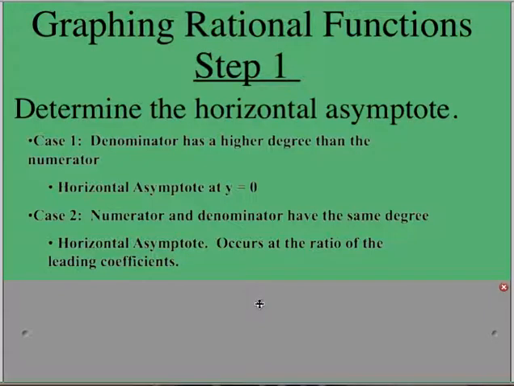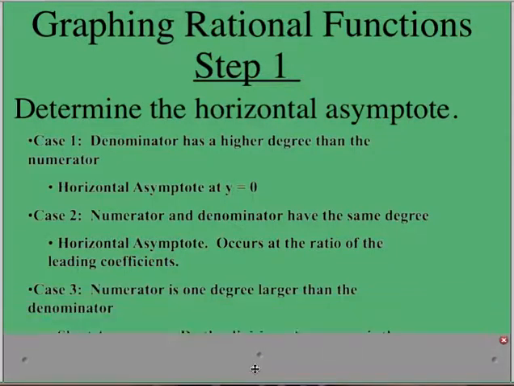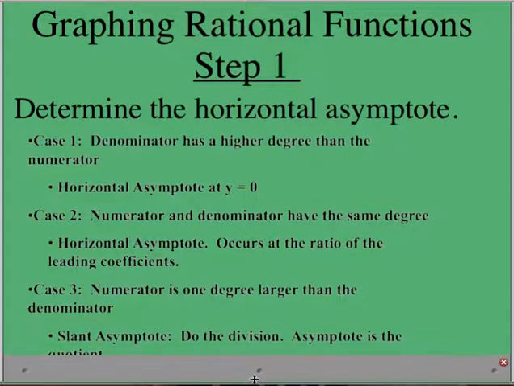And then the last case is if the numerator is 1 degree larger than the denominator, then you're not going to have a horizontal asymptote. You're going to have what we call a slant asymptote. And so then you just do the division, the synthetic division, and the asymptote is the quotient, and it would be a diagonal line instead of a horizontal one.